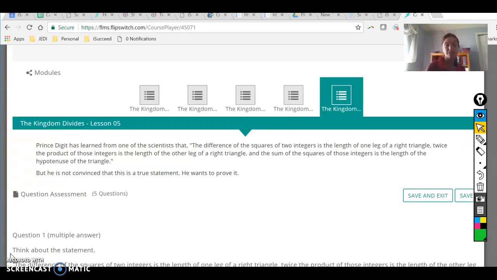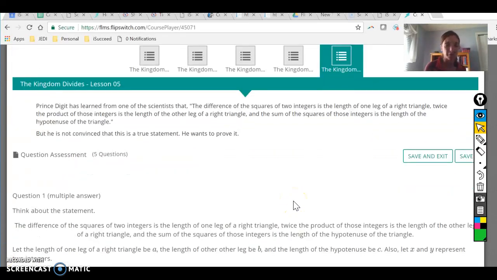In this lesson, Prince Digit has learned from one of the scientists that the difference of the squares of two integers is the length of one leg of a right triangle. Twice the product of those two integers is the length of the other leg of the right triangle. And the sum of the squares of those two integers is the length of the hypotenuse of the right triangle. But he's not convinced and he wants to prove it. So we're going to work with him on proving that.